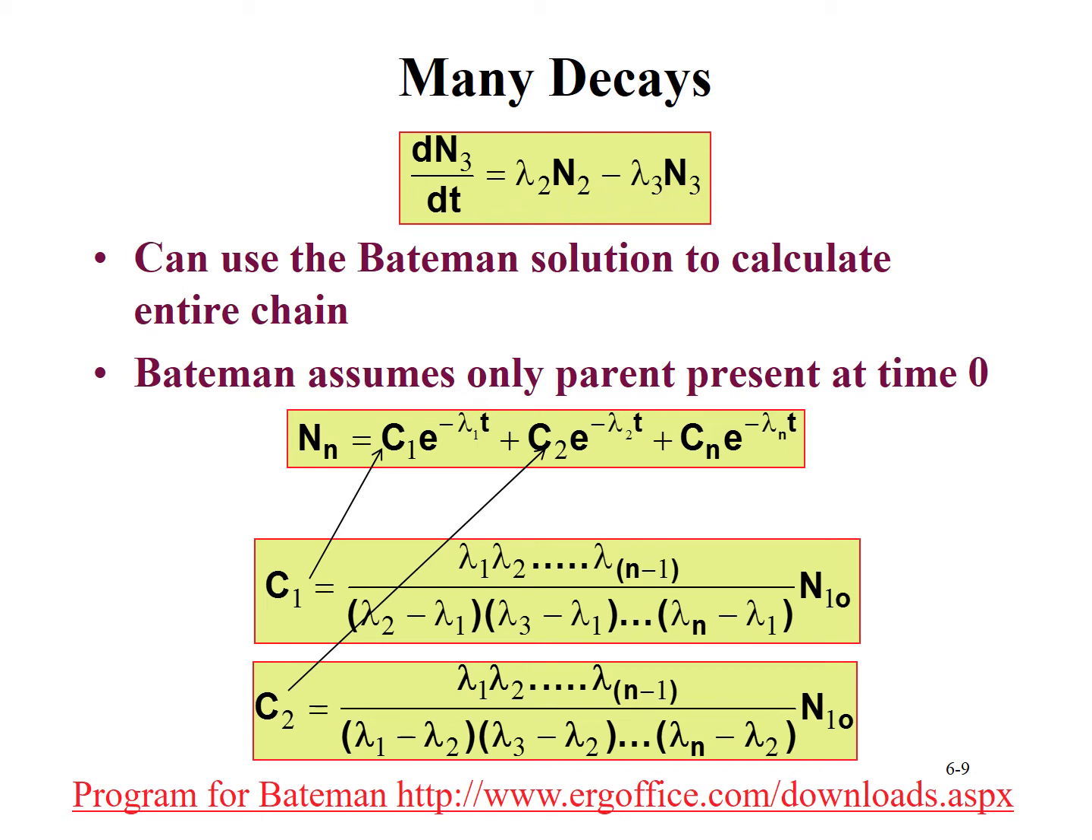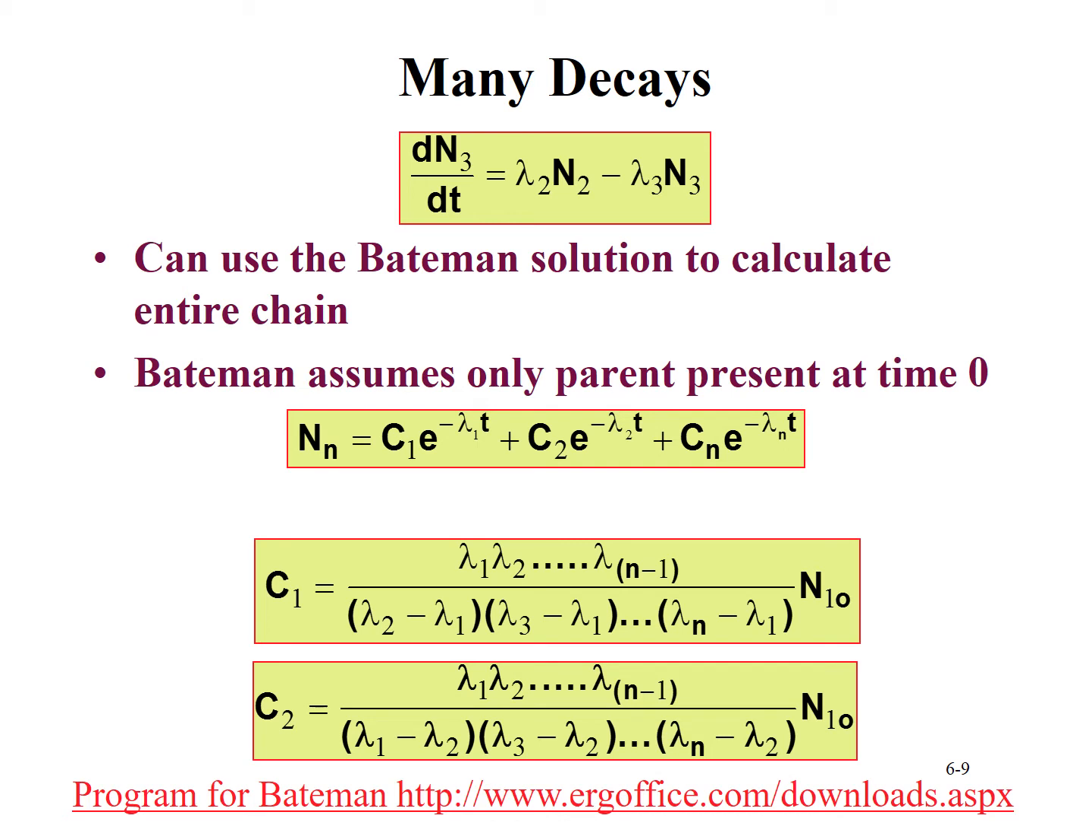Now for the Bateman solution, we have the number of, this could be n equal 3, granddaughter, 4, great-granddaughter, etc. It's equal to this expanded equation where these coefficients, C1, are equal to functions of the decay constants and the amount of parent present initially. That's one of the limitations of the Bateman equation, is that these factors only include the parent present, so it only assumes that the parent is present at time 0.